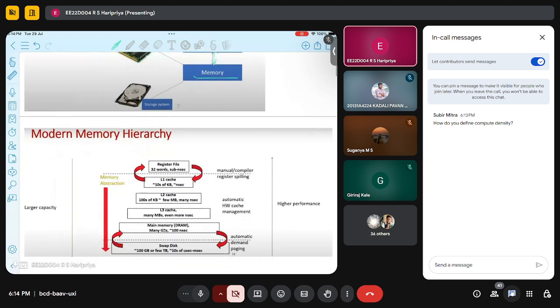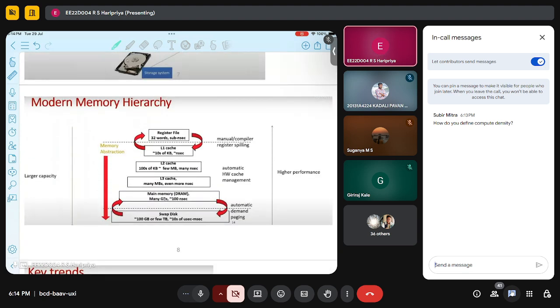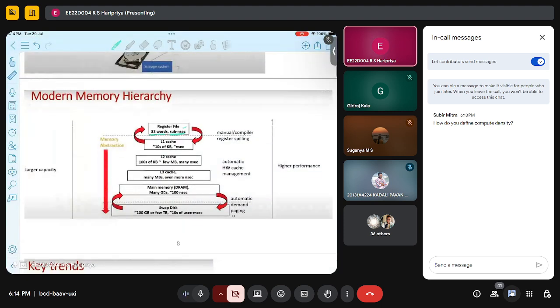Next, the modern memory hierarchy. It consists of register files, which run at sub nanoseconds. These are the fastest memory, and the size of the register file is very small. Next we come to the L1 cache, which is available in KBs with a little more nanoseconds. Then the L2 cache, where the storage increases whereas the speed starts to decrease. So these are the fastest, and coming down this will be the slowest.